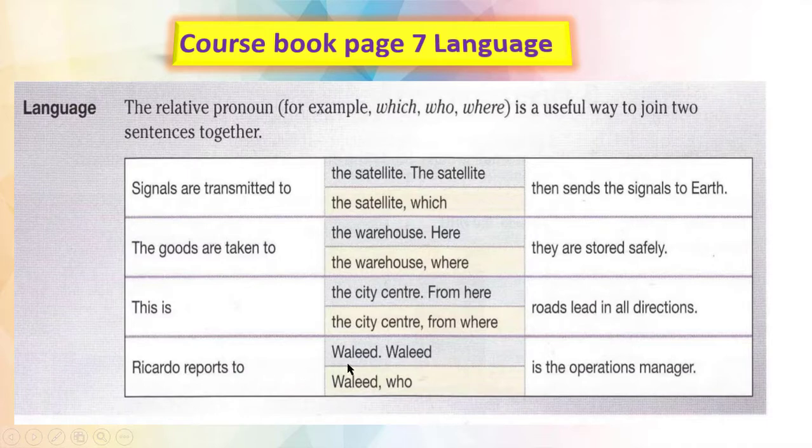Ricardo reports to Walid. Walid is the operations manager. Here, Walid is repeated and Walid is a person, so we will use who. The answer will be Ricardo reports to Walid, who is the operations manager.